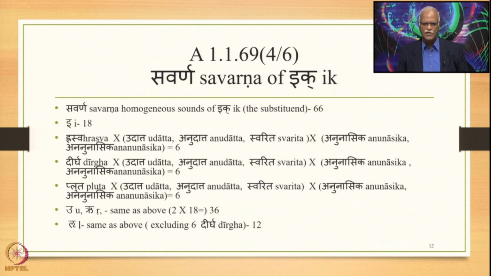Similarly, U and Ru, which are part of ik, also have 18 varieties each, and so together they have 36 such varieties, and E and U stand for their respective 18 homogeneous sounds. Lu also has similar kinds of varieties, however, Lu does not have a dirgha variety. So, excluding those 6 dirgha varieties, Lu has 12 varieties, 6 hrasva and 6 pluta. All this put together, we can say that the savarna sounds which are mentioned in the pratyahara ik are 66. In a nutshell, we can say that the substituents, the sthani sounds, are 66 on the whole.